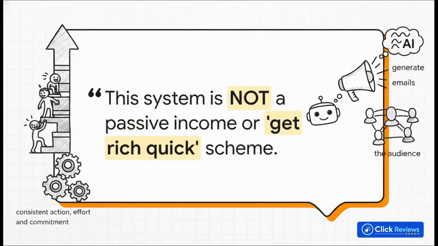And finally, we have to talk about the official earnings disclaimer that's buried way down at the bottom of the source material. It brings us completely back to earth. It literally reads, "This system is not a passive income or get-rich-quick scheme. It requires consistent action, effort, and commitment." And that is so true.